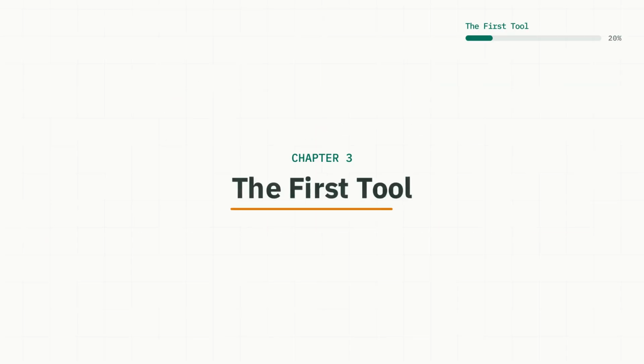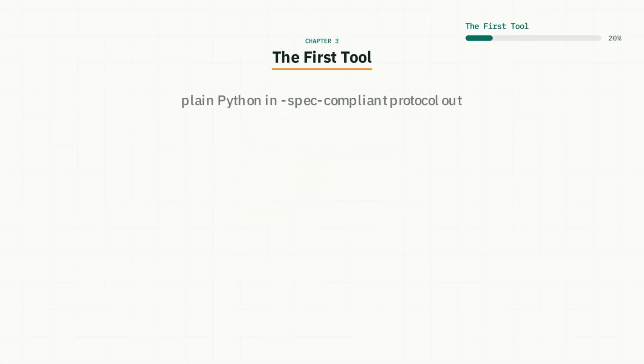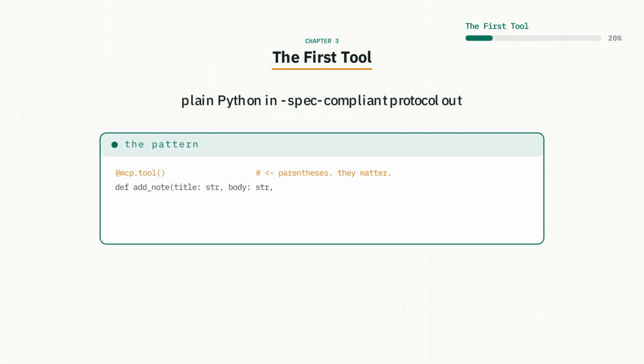Chapter 3, the first tool and the trick that eliminates half the boilerplate you feared. Write a plain Python function. Add type hints. Title is a string, body is a string, tags is an optional list of strings. Give it a docstring. Then put the tool decorator above it, add mcp.tool, and note the parentheses because they matter and we'll come back to them.